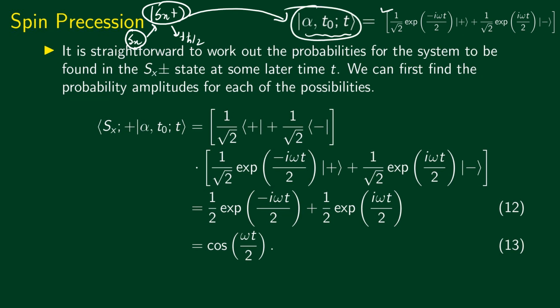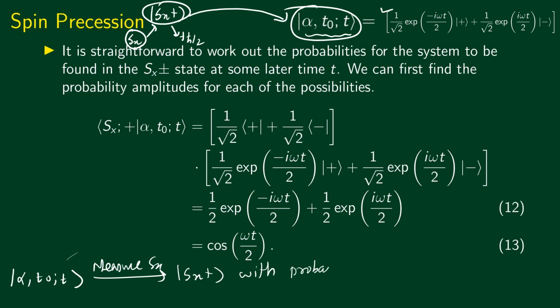Okay. We know that by the measurement postulate, if you make a measurement of Sx on this state, |α, t0; t⟩, it will reduce to |Sx+⟩ with probability. This is the probability postulate that we saw in the first chapter, right? The state will change to |Sx+⟩ with probability given by the modulus square of ⟨Sx+|α, t0; t⟩.